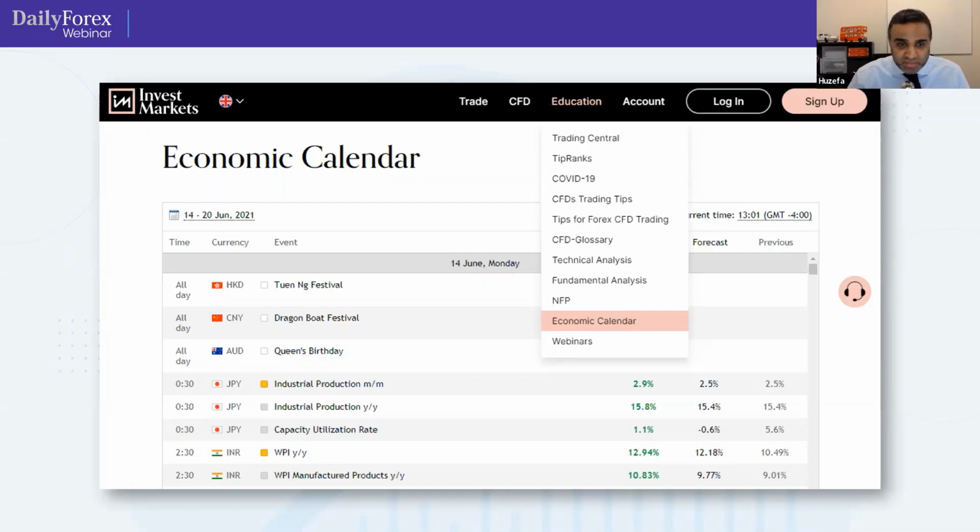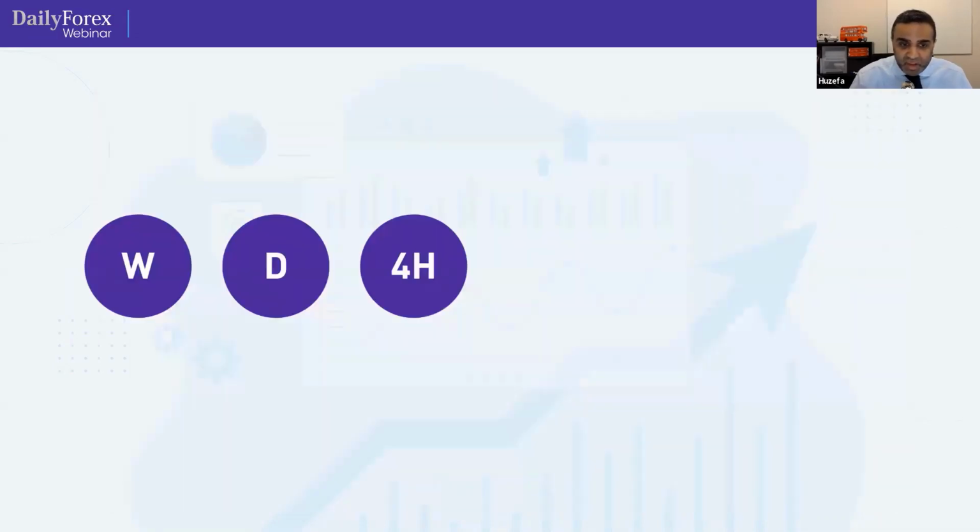If you just go to investmarkets.com, on the education tab at the top, drop down menu, click economic calendar. It's color coded, which I like, for low impact, medium impact, high impact news. And you can filter out certain currencies, etc., if that helps you. If you're just looking at, for example, USDCAD or EURUSD, you can just filter out those areas.